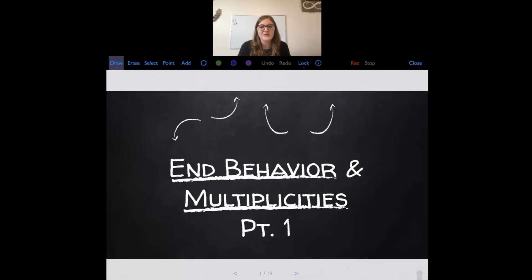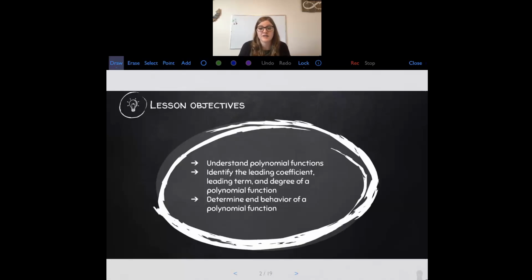In this lesson, we are going to go over end behavior and multiplicities, and this is part 1. So our goals today are to understand polynomial functions. That is what we are going to be using when we talk about end behavior and multiplicity. We are going to learn to identify the leading coefficient, leading term, and degree of a polynomial function, and then we'll be able to learn the end behavior of a polynomial function.